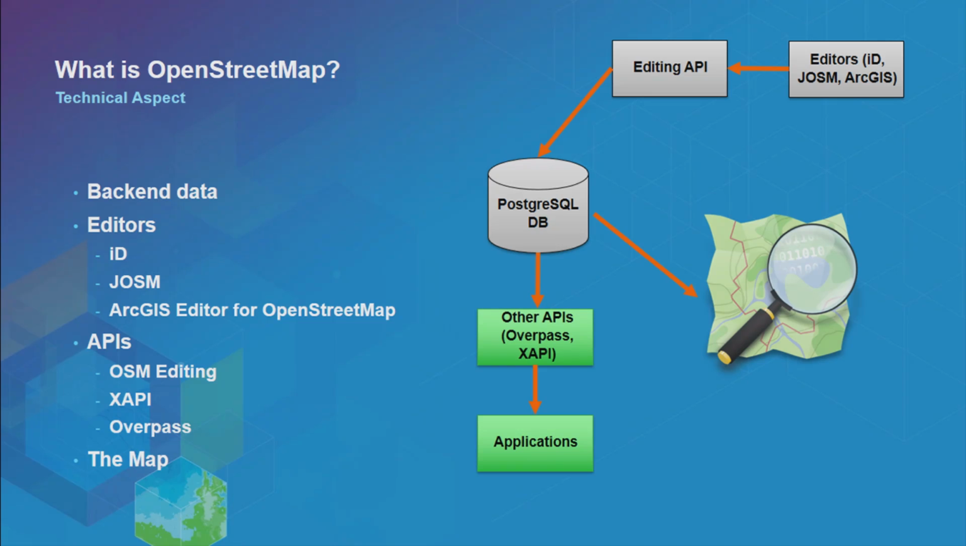There's a huge Postgres database that sits on the back end, and there are a number of editors like iD and JOSM, and Esri has one called the ArcGIS editor for OpenStreetMap, which is one of the things that I contribute to. And then there are a number of editing APIs that actually hit that Postgres database. So that's a vector database, and it's live and updated. How many people here are actually contributors to OpenStreetMap? Okay, so about half, and I guess the rest of you are probably consumers.